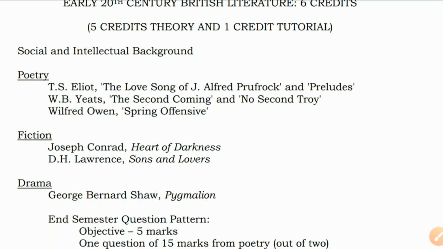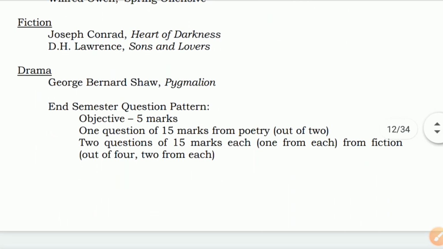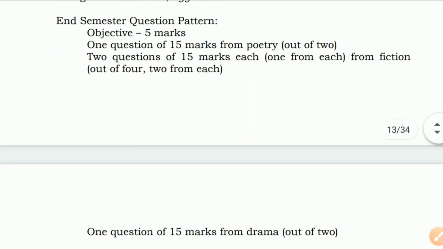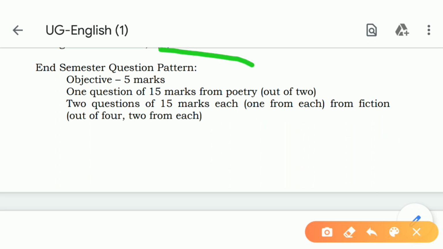And from the fiction section there are 2 fiction writings: Joseph Conrad's Heart of Darkness and D.H. Lawrence's Sons and Lovers. There is 1 drama by G.B. Shaw, which is Pygmalion. And here is also the end semester question pattern that you can find over here.